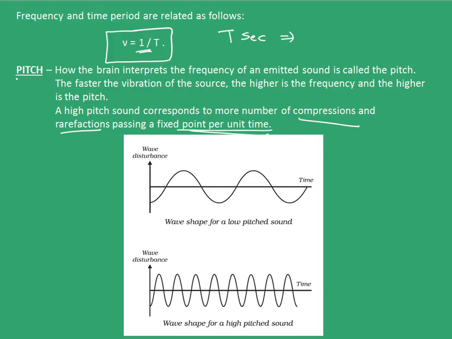The figure here shows a wave disturbance. The first figure corresponds to a wave which has low frequency, which means it is a low-pitched sound. The second wave corresponds to a high frequency wave, which means it is high-pitched sound. And why is it so? Because we can clearly see that a more number of compression and rarefaction regions pass through a fixed point in the second wave, whereas in the first wave, the number of compression and rarefaction regions passing through a fixed point is less compared to the second one.